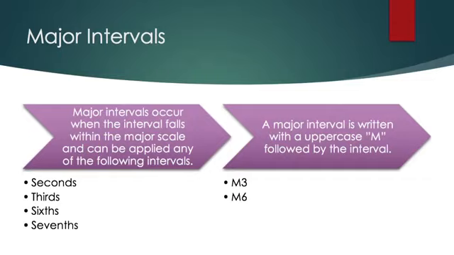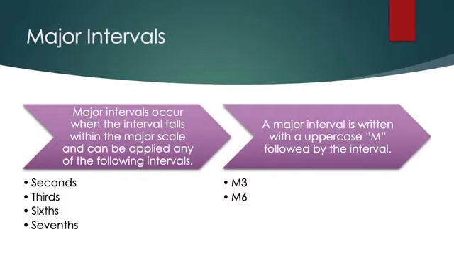With major intervals, these occur when an interval falls within the major scale. Now, by within the major scale, I'm referring to the distance between the tonic, the first scale degree, and every other scale degree in that scale. So the distance from the first scale degree to the second scale degree is a major second. The distance from the first scale degree to the third scale degree is a major third. From the first to the fourth scale degree is a perfect fourth. From 1 to 5 is a perfect fifth. From 1 to 6 is a major sixth.